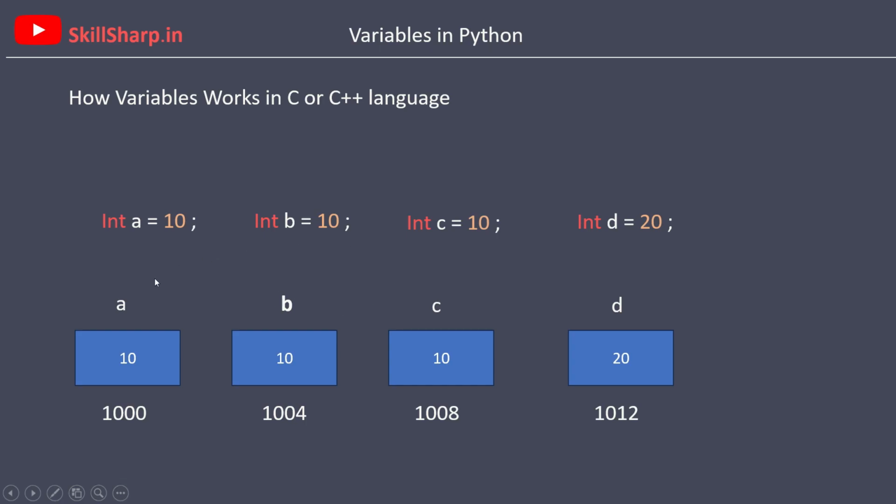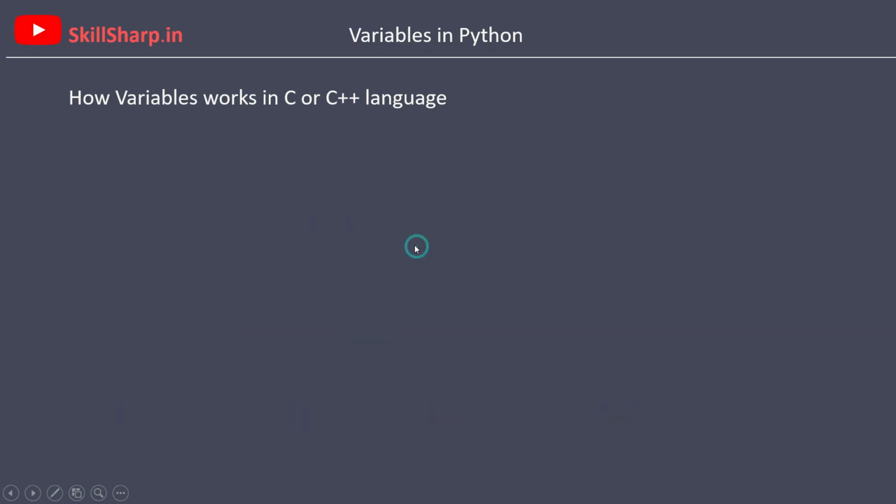You can see here, although we are using the same value 10 for a, b, c, still every time new memory is allocated. You can imagine it creates a copy of 10 in memory at different addresses. So in this way, variables work in C language. Let's see how variables work in Python. Sorry for the mistake, I hadn't changed this to Python.